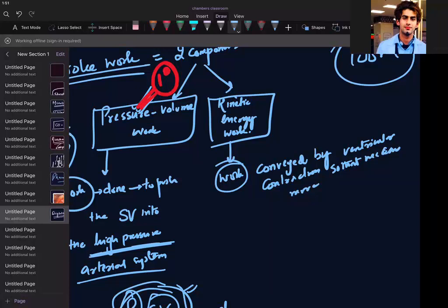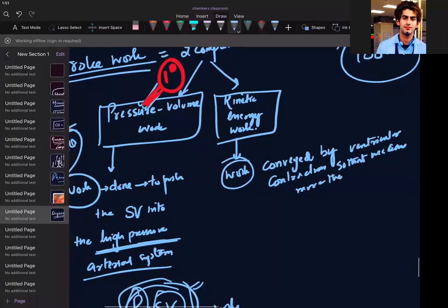This is why kinetic energy work is happening. So contraction, so that we can what to write? So that we can move the ejected blood. Why do you want to move the ejected blood? For attaining a certain velocity. Ejected blood at a certain velocity.